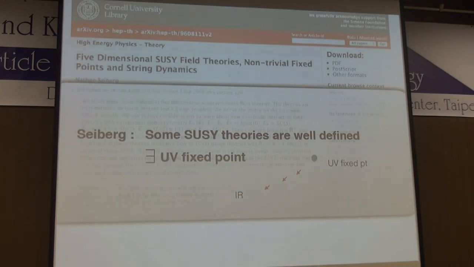But in '96, Seiberg said that there are some supersymmetric theories that are well defined, and even with a dimensionful parameter, there is a fixed point at the UV where the coupling goes to infinity. At this UV fixed point, the coupling becomes very strong, and the fixed point is realized. But what kind of supersymmetric theory did he have in mind?